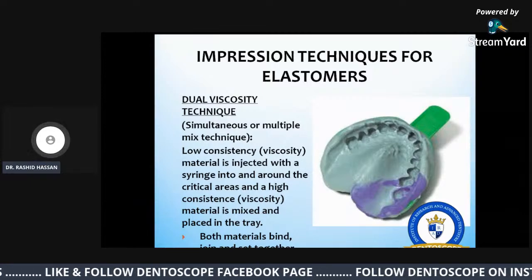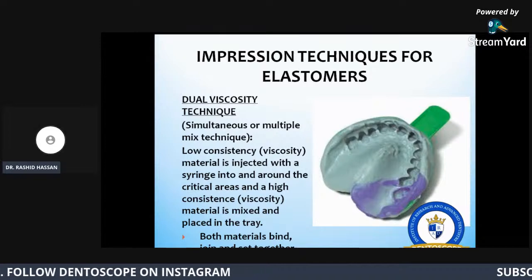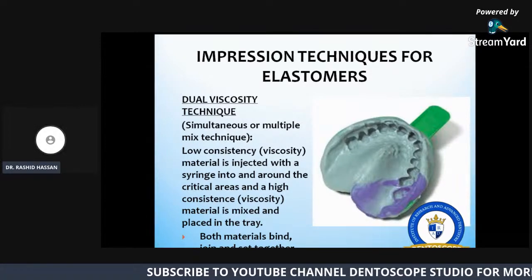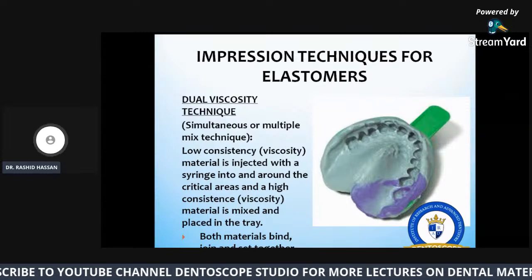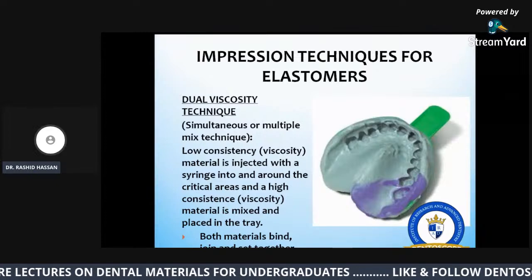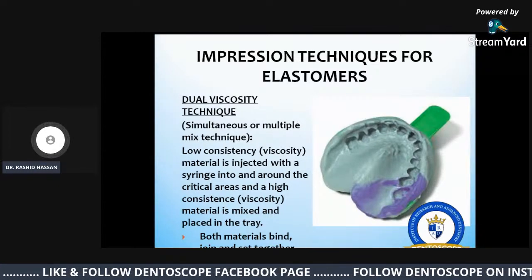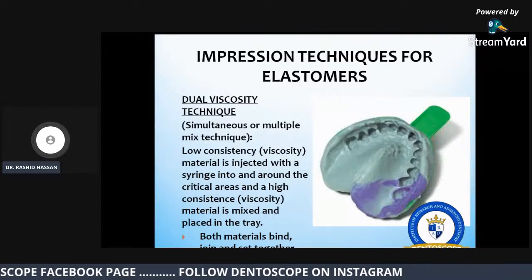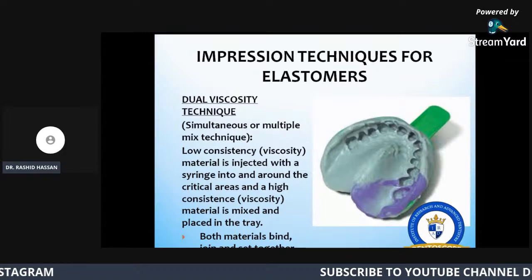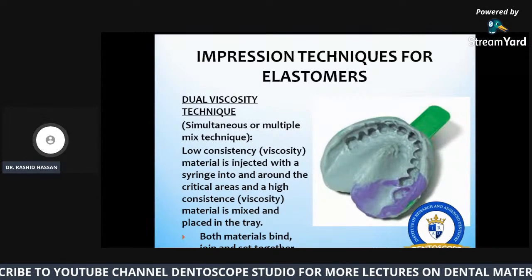The first one was the single viscosity technique. This is dual viscosity. As the name indicates, two types of viscosities are used in recording this impression. Simultaneous or multiple mix technique are the alternate names. Low consistency or low viscosity material is injected with a syringe onto and around the critical areas, and a high consistency material is mixed and placed in the tray. So we have two consistencies: low consistency or light body, and regular or high body.